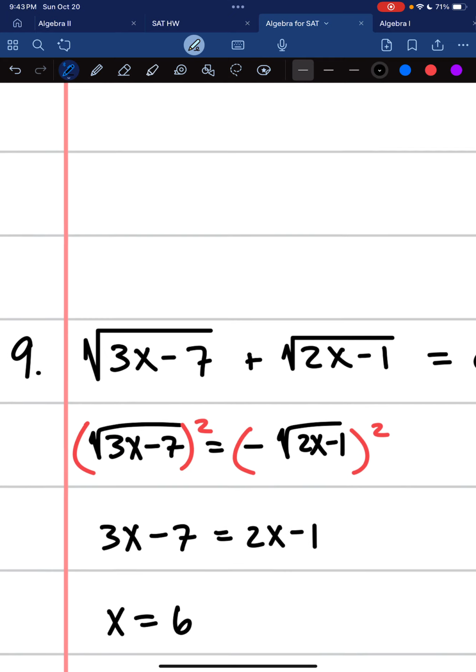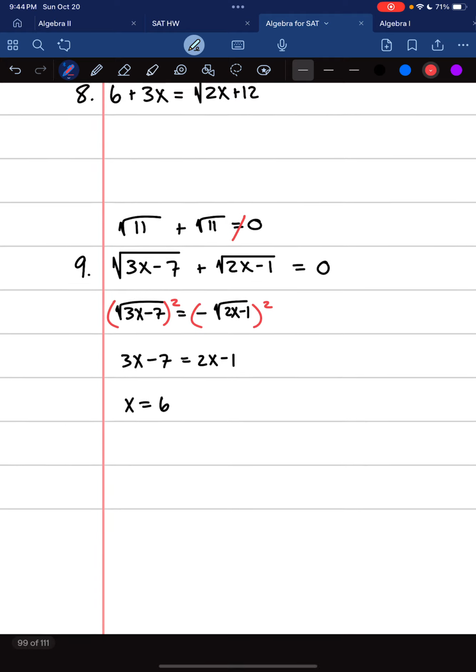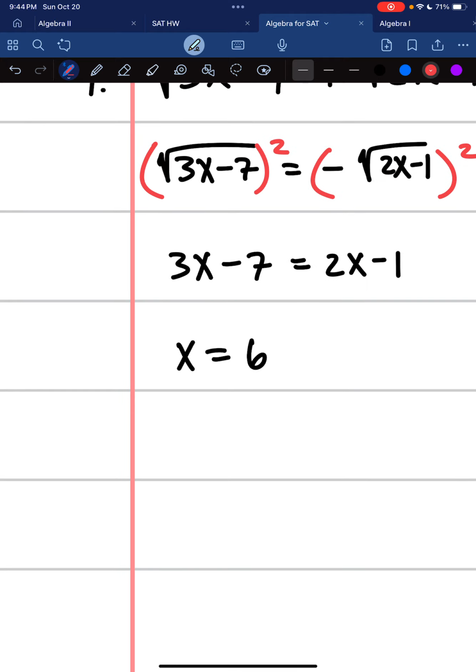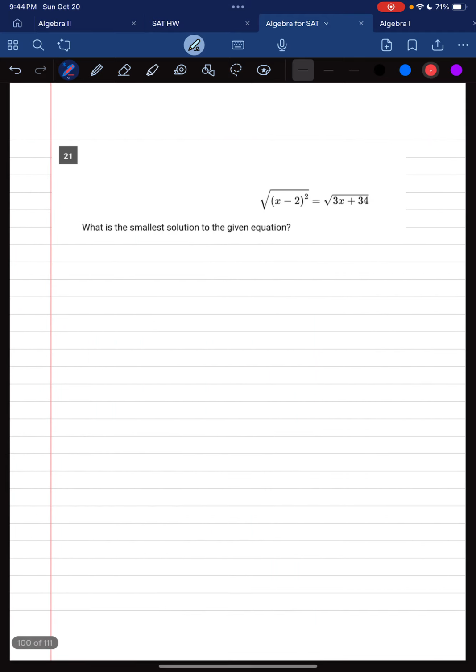Now if I plug that into this equation, I get the square root of, let's see, 18 minus 7 is 11, plus the square root of 11 equals 0, which we know is not true, right? So the solution doesn't work. It's extraneous, and since that was the only solution we had, there's no solution to this equation. So always make sure to check and double check your answers for radical equations.